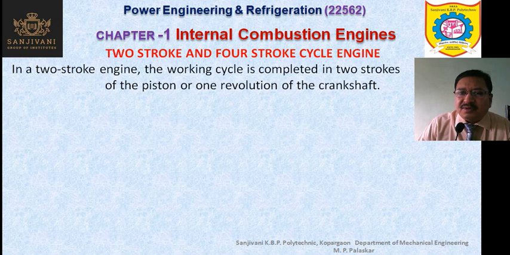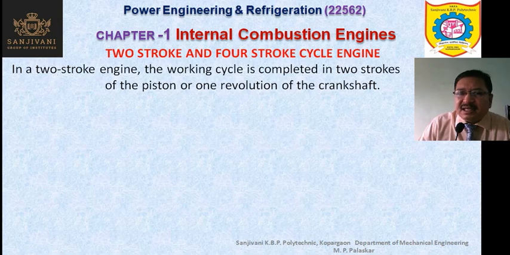The working cycle of two-stroke engines is completed in only one revolution of the crankshaft, that means in only two strokes of the piston. So in one revolution there are two strokes, so the cycle is completed in one revolution of the crankshaft. Actually the processes which have to be covered in the working of an engine are suction, compression, expansion and exhaust.